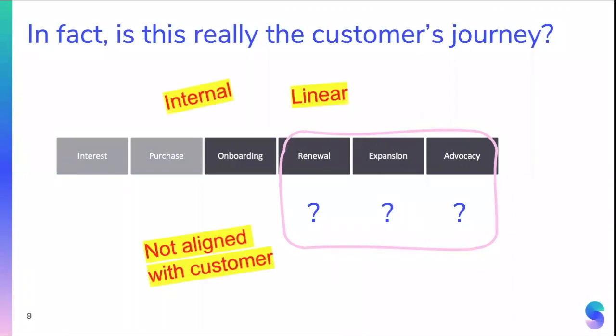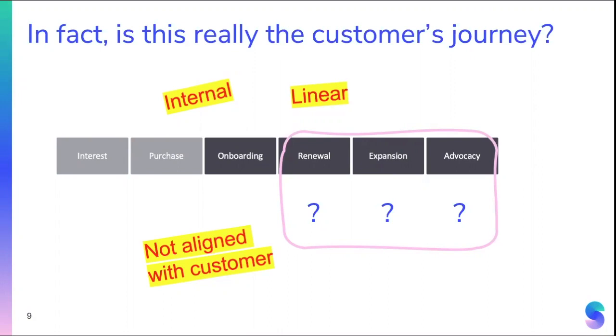I think there are some problems with this model in that it's very internally focused. This is what we want to do with the customer. We want them to renew. We want to expand. We want them to be advocates for us. But that's not really what the customer is looking for. So in that sense, it doesn't really help us a lot when we want to work with the customer. And it's also very linear, a sequential process where everybody ends up being advocates for us, and I don't think that's reality.